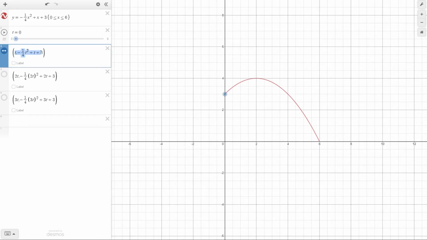Notice that here in the formula for that point, this is an ordered pair. It's the x coordinate and then the y coordinate. So t is the horizontal, and then negative 1/4 t squared plus t plus 3 is the vertical. So its horizontal speed is just 1 unit per second. If I switch to this other point, notice that 2t is the horizontal, and then I've substituted 2t in t's place in the vertical. So as I increase this, it moves more quickly.